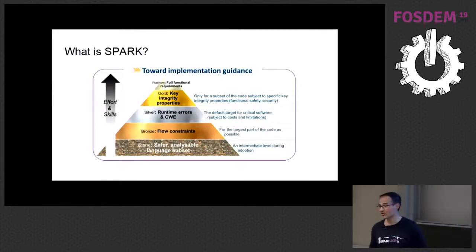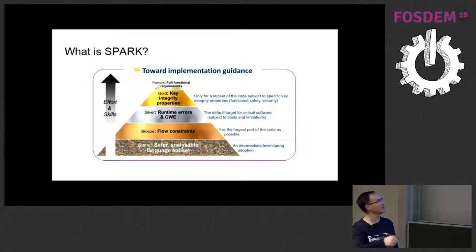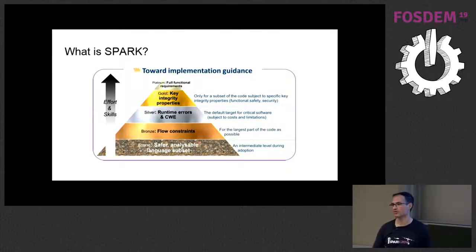So what is Spark first? It's a subset of Ada. But it's not, like other subsets, just a coding standard. It's a subset that provides you guarantees when you use the associated tools, the formal analysis tools that come with Spark, which we call GNATprove. And you can go up to the full functional correctness of usually small parts of the code, from something much simpler to achieve, which is a semantic coding standard giving you good guarantees about the code, like no side effects in functions, no use of pointers, precisely.